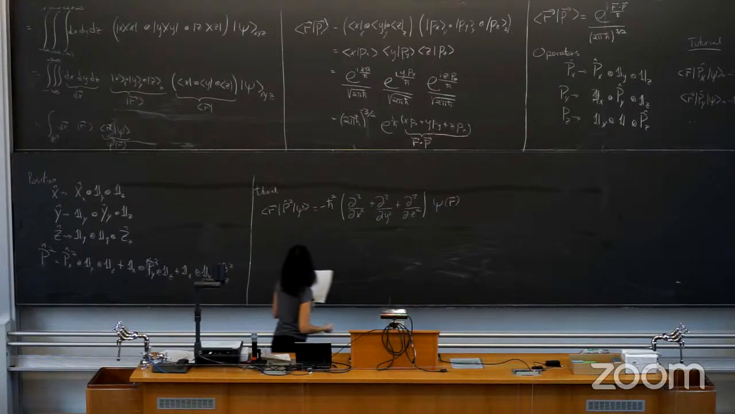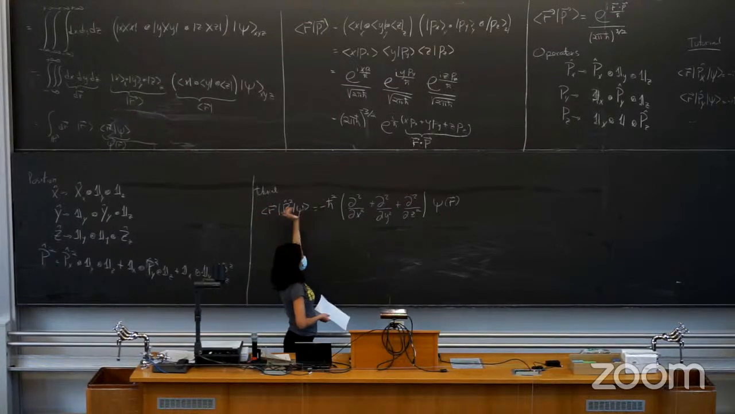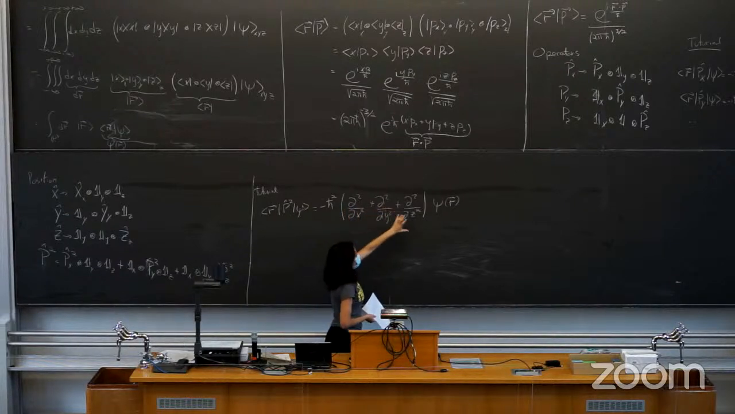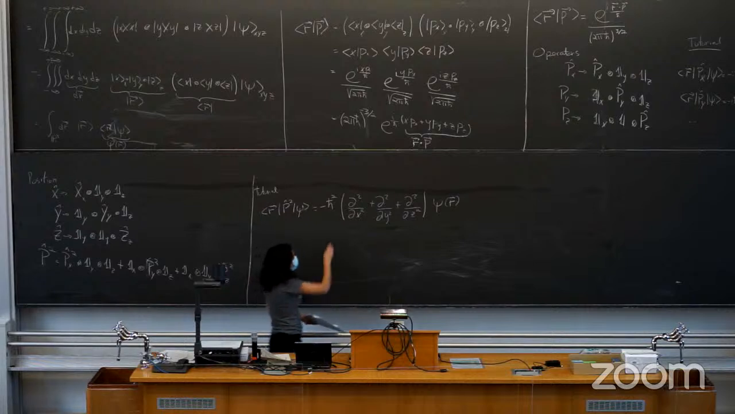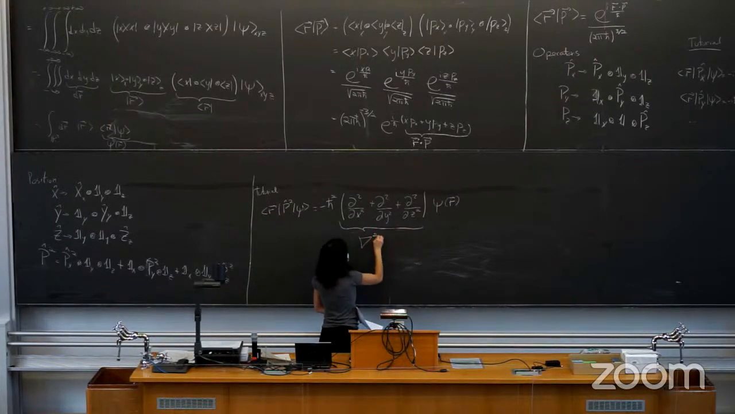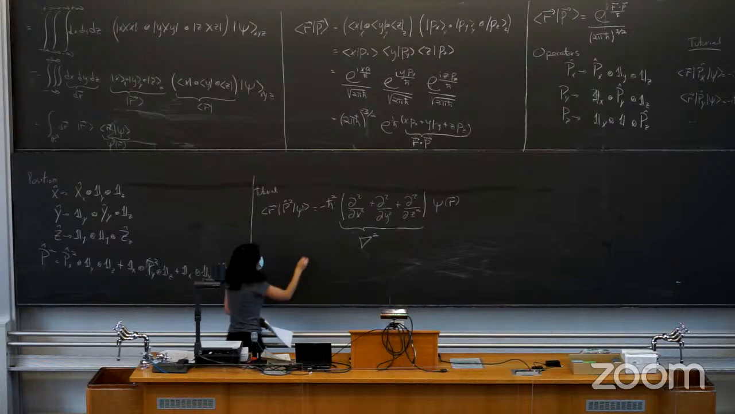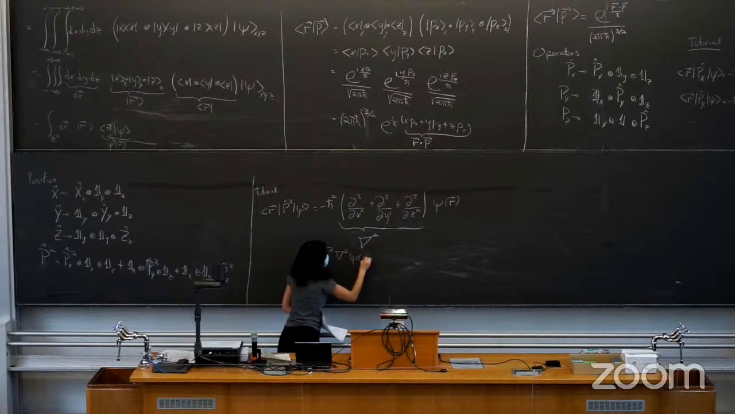If you wanted to know how it acts on the momentum wave function, then it would be px squared plus py squared plus pz squared. So this thing sometimes we simplify with a symbol. That's all, right? Okay.